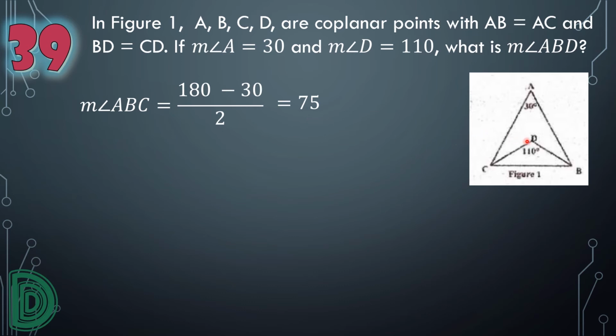Next, let us get the measure of angle DBC. Again, this is an isosceles triangle, so the measure of angle DBC will be 180 minus 110 divided by 2, and that is 35.